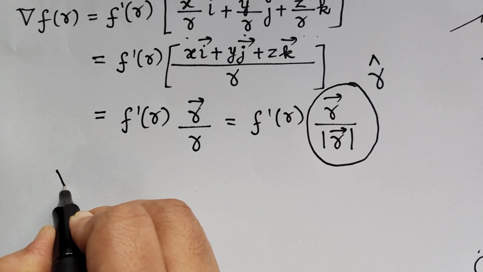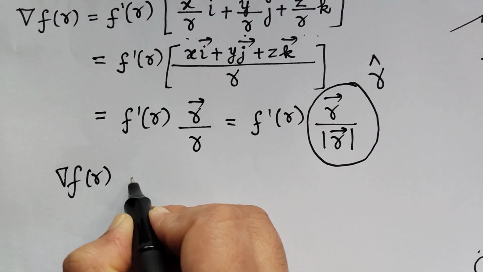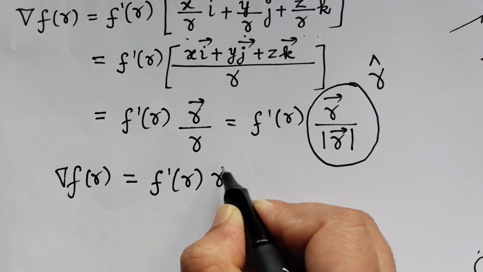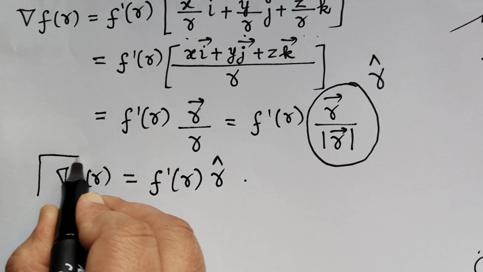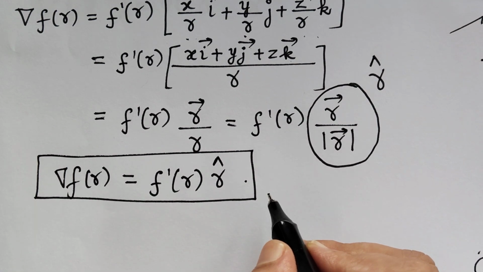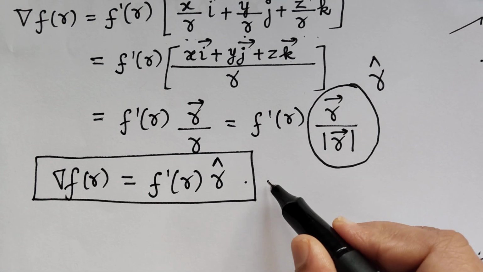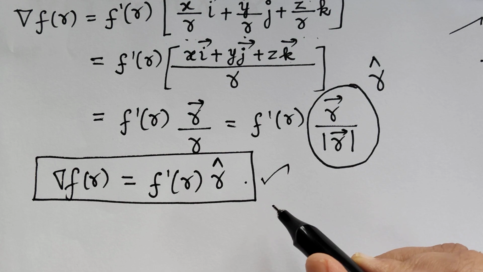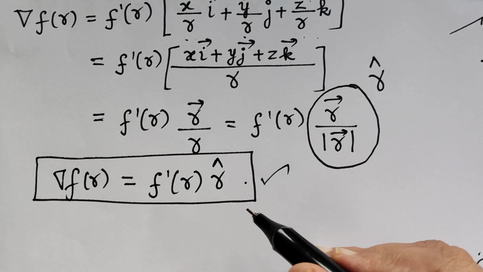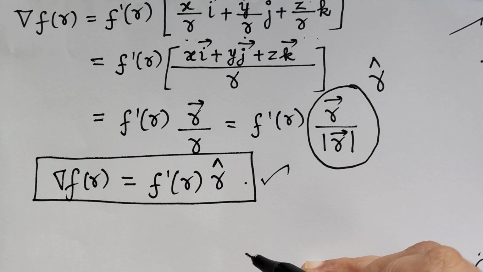So therefore ∇f(r) is equal to, we have obtained, f'(r) multiplied with r cap. Hence we have derived the required result. So this is the required result. So I hope you would have understood how to prove this result. Now using this result, we will prove the following few of the results also.